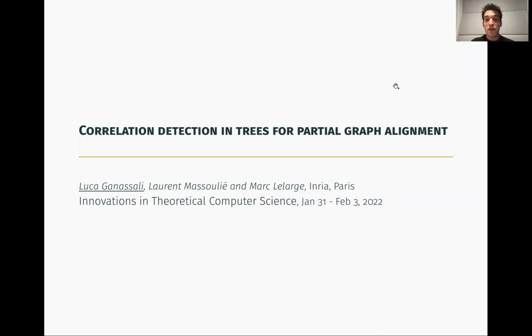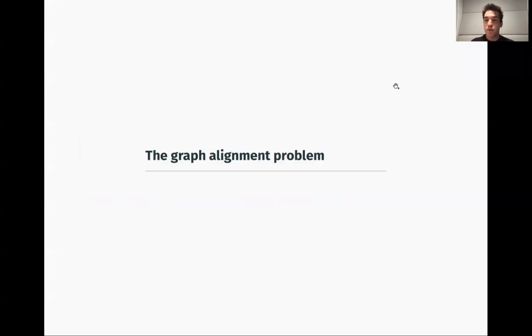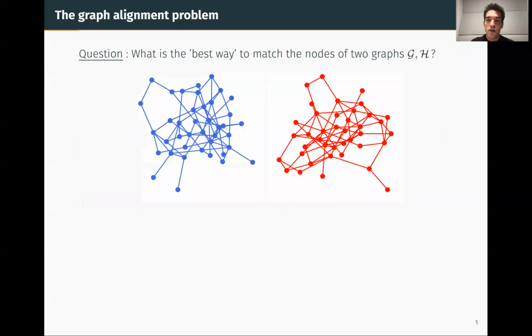So first of all, let me introduce the graph alignment problem. The graph alignment problem originally is a combinatorial optimization problem. So assume that we have two graphs, G and H, and we're asking the following formal question. What is the best way, in some sense, to match the nodes of two graphs? Well, this question is quite general, and one possible answer can be brought by designing some objective to satisfy, right?